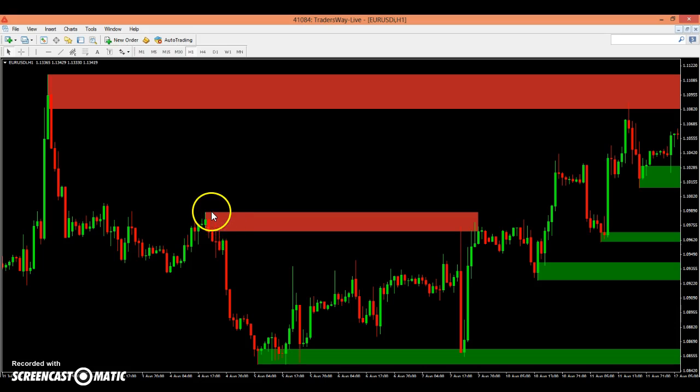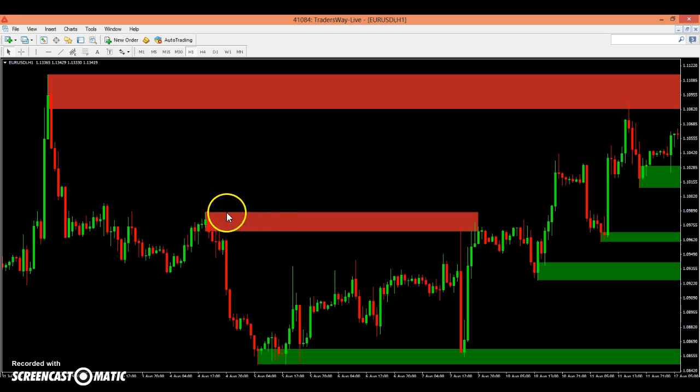Always have your stop loss 2 to 3 pips above the supply or demand box. If you have a larger account, 10, 20 pips, whatever you're willing to lose if the trade does not go your way, set it there. But it's always going to be right above the supply box or right below the demand box.